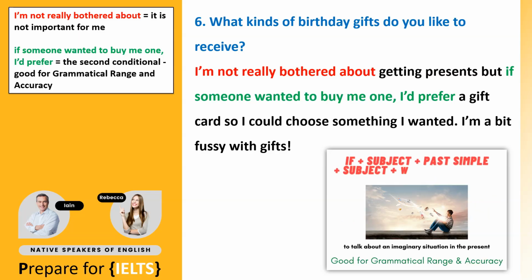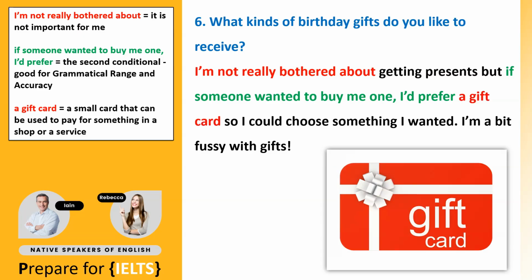Here I'm using the second conditional. Examiners need to hear a range of different tenses, structures for grammatical range and accuracy. So try to use the second conditional. If someone wanted to buy me one, I'd prefer. And a gift card is something that people buy, so maybe for $10, $20, and they give you the card and then you can use it to pay for something in a shop or a service. Maybe you can pay for some food, for example.